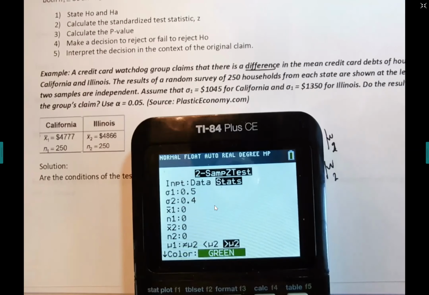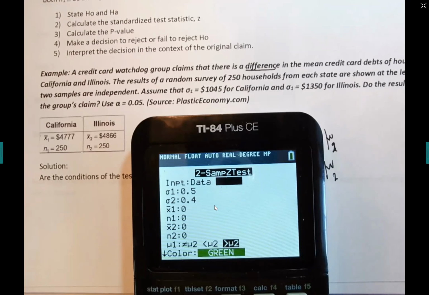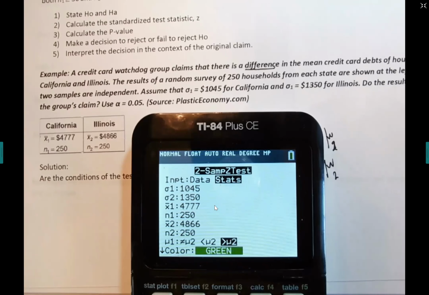Watch. Stats. Okay. It wants sigma 1. Sigma 1, guys, is 1,045. Now sigma 2, 1,350, then x1 bar, which is 4,777. Then n1, which is 250. Then x2 bar, 4,866. n2, 250. And now, guys, before you hit calculate, you need to choose the alternative hypothesis, just like in the previous chapter.